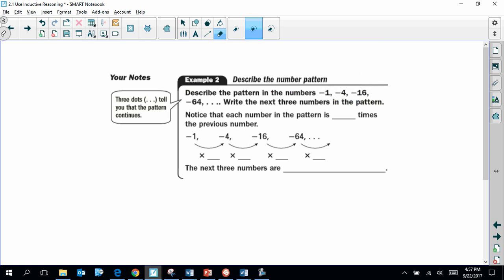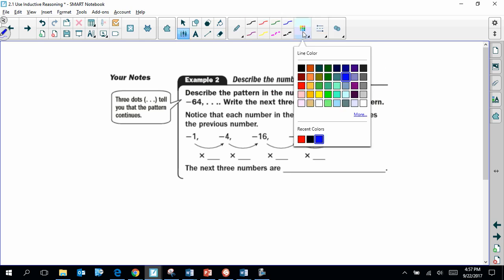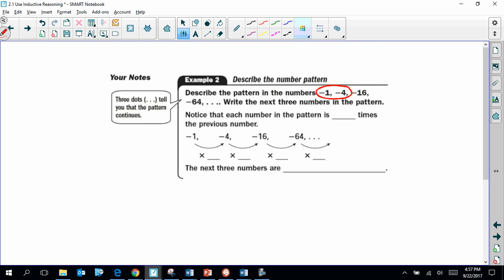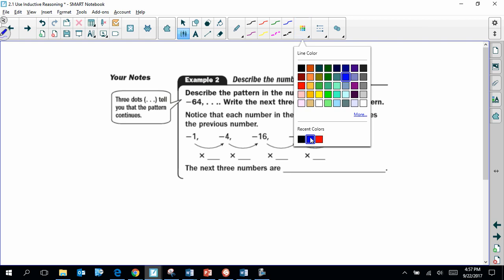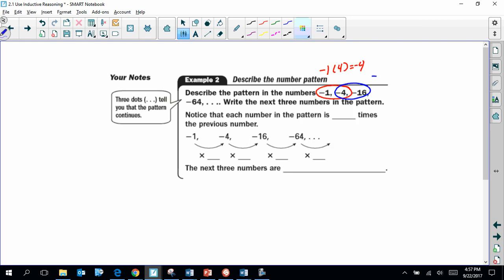Well, looking again at the numbers here, I'm going to go back to my red. I can take a -1 and multiply it by a 4 and get -4. I could also take -4, multiply it by 4, and I get -16. And if I try the last pair of numbers, -16 going to the -64, if I multiply -16 by 4, that's also going to give me a -64.